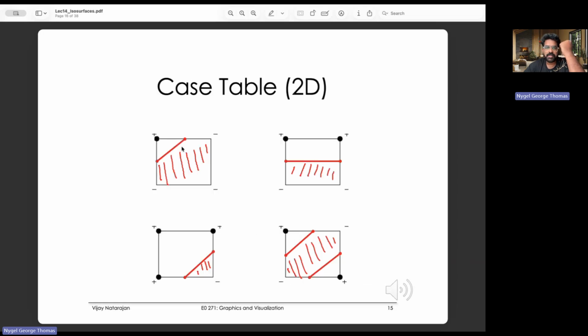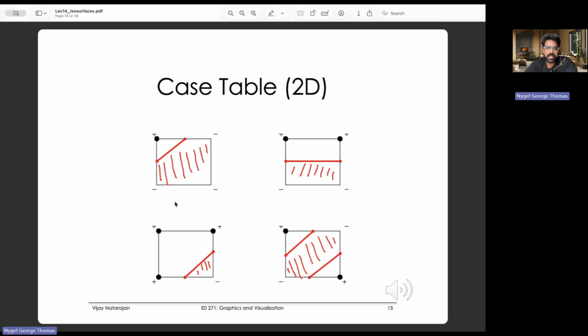So each vertex can have two values, right? So the entire cell can have 2 raised to 4, which is 16. So there are 16 different cases in which the plus and minus values can be distributed across the vertices. So these are basic permutations.